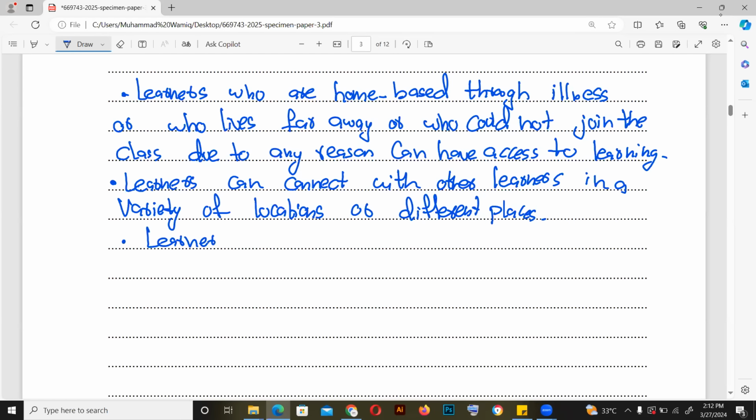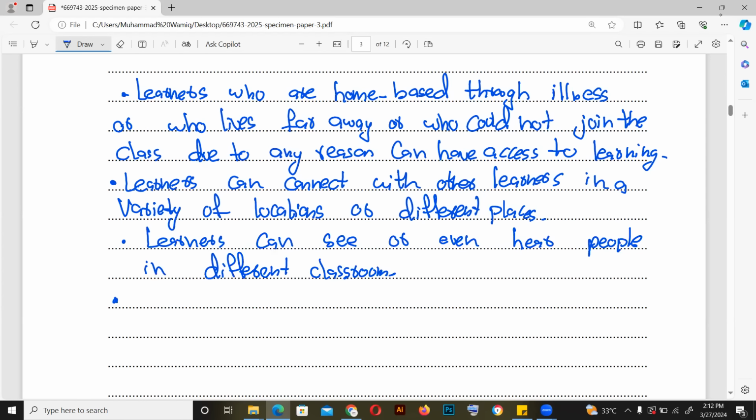और क्या क्या हो सकता है, can you tell me any point? Learners can see or even hear people in different classrooms. 1, 2, 3, 3 पॉइंट हो गए. और क्या लिख सकते हैं.